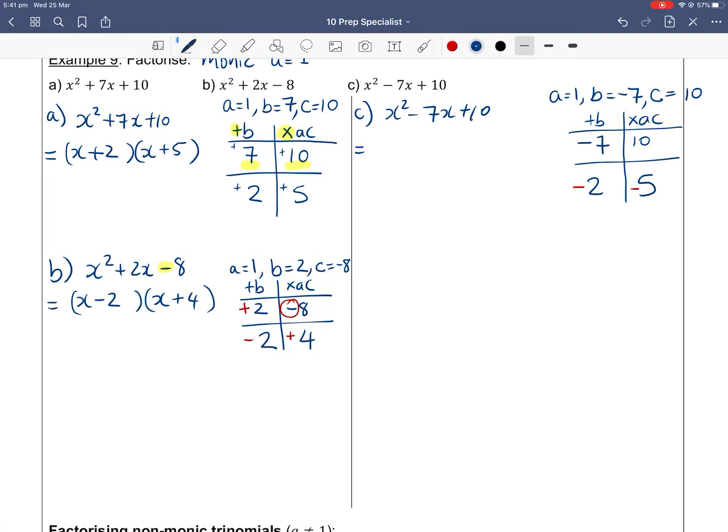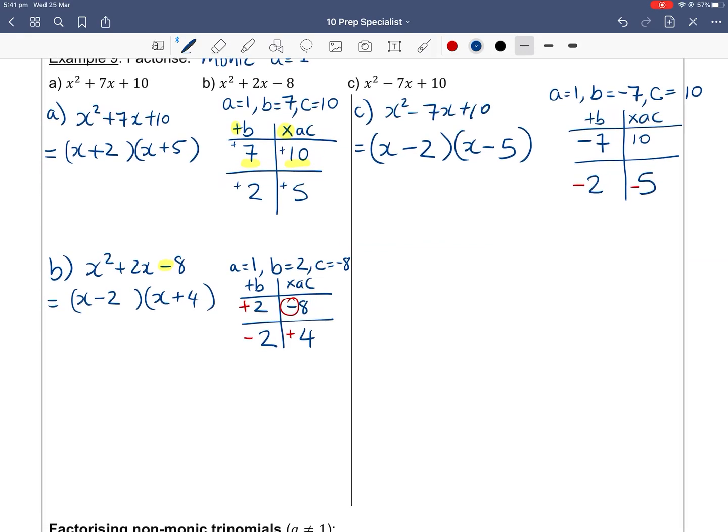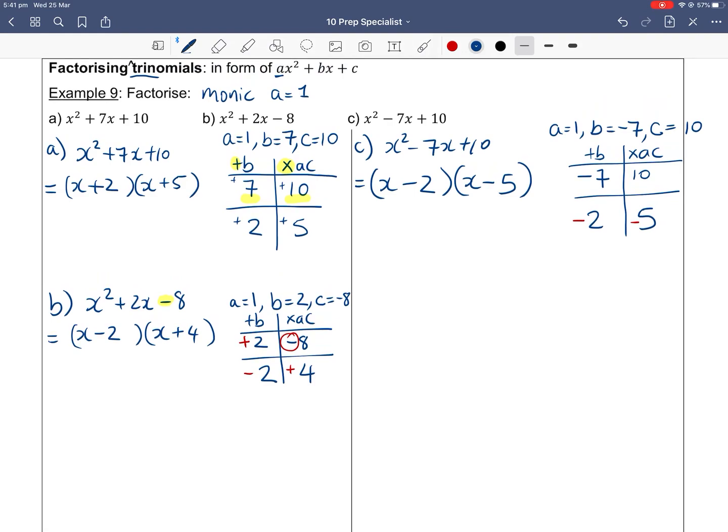So back to factorizing, bracket, bracket, x, x, first number minus 2 or negative 2, and second number minus 5. Always check your work by expanding your factorization, your brackets. You should get back x squared minus 7x plus 10. So that's monic quadratics, so where the coefficient of your x squared is 1.